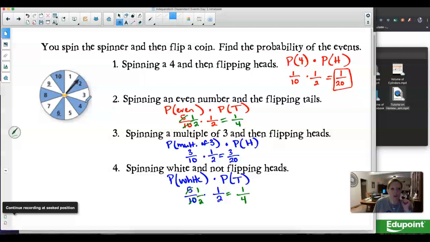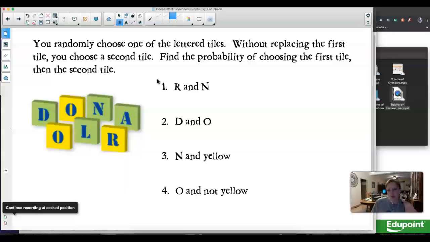Okay, so those were all independent events. Now on these last problems, we're going to look at some dependent events. So you randomly choose one of the lettered tiles. Without replacing the first tile, you choose a second tile. Find the probability of choosing the first tile, then the second tile. Now I said that these are dependent. Kind of be thinking about why they are dependent. And they are dependent because you're not replacing. It says without replacing the first tile.